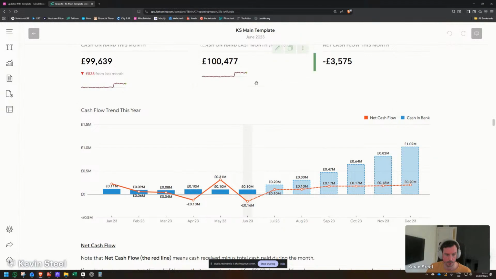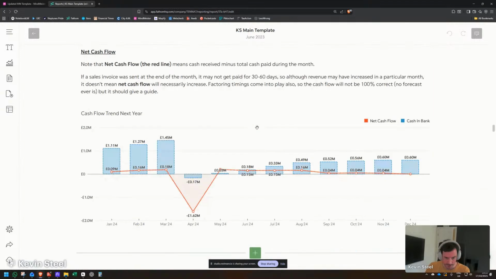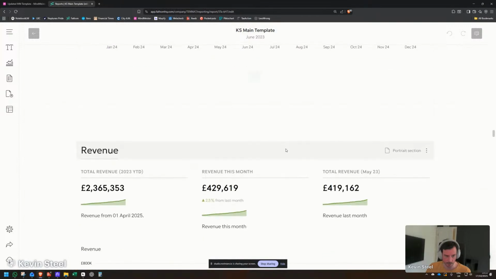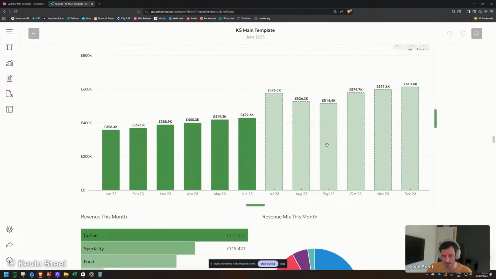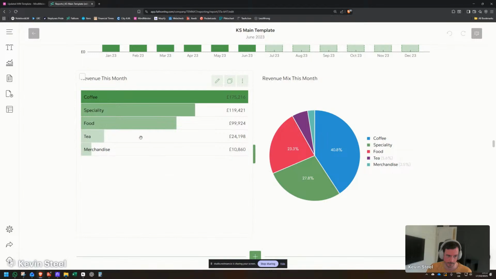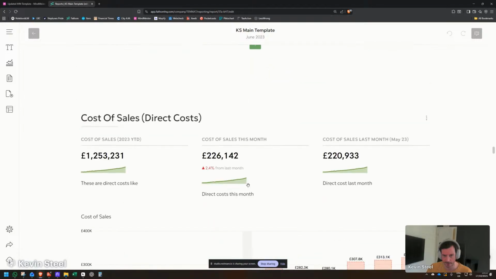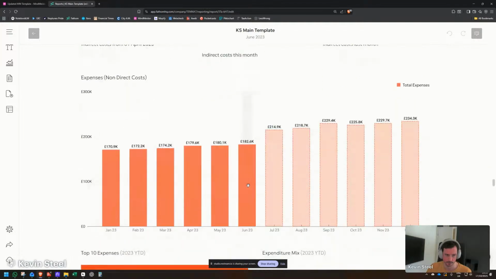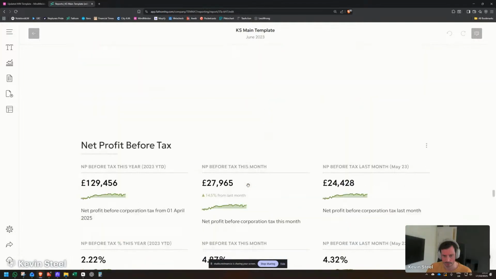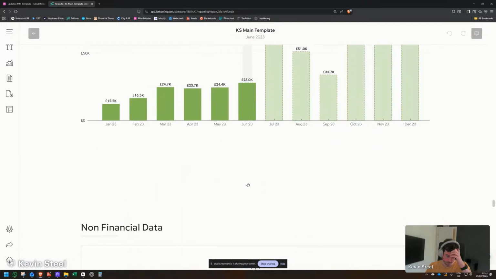Again, this is really, really good for non-finance people to have a look at, because it just makes understanding the trends a little bit easier. And we would also have the same for our forecast next year. Then we just go into more detail in each section. So revenue, year to date this month, last month, total revenue, revenue this month, top performing accounts, revenue mix, same for cost of sales, same for gross profit, same for expenses, net profit before tax.